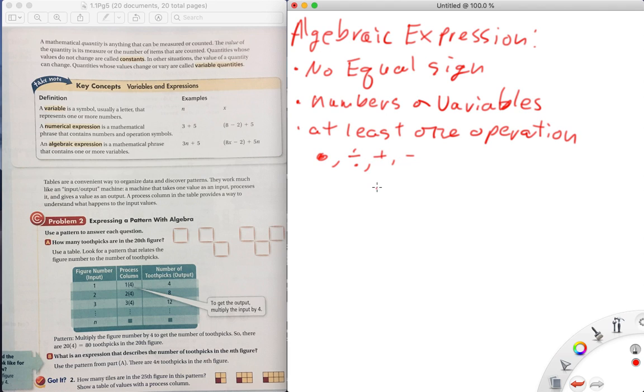adding, subtracting, right? So in the case of an algebraic expression, the book has 3n plus 5. Right? We have numbers, we have variables, and we have the operation of adding. Or the book has 8x minus 2, the difference of 8x and 2, plus the product of 5 and n. Right? So we have four operations, but three types: multiplication, subtraction, adding. That is an algebraic expression.